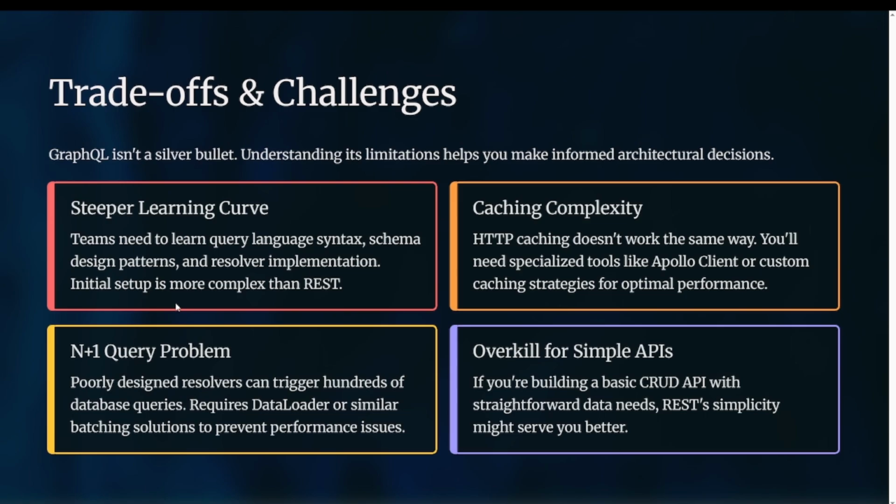Caching complexity: HTTP caching doesn't work the same way. You'll need specialized tools like Apollo Client or custom caching strategies for optimal performance. N+1 query problem: poorly designed resolvers can trigger hundreds of database queries, requiring DataLoader or similar batching solutions to prevent performance issues. Overkill for simple APIs: if you're building a basic CRUD API with straightforward data needs, REST's simplicity might serve you better.